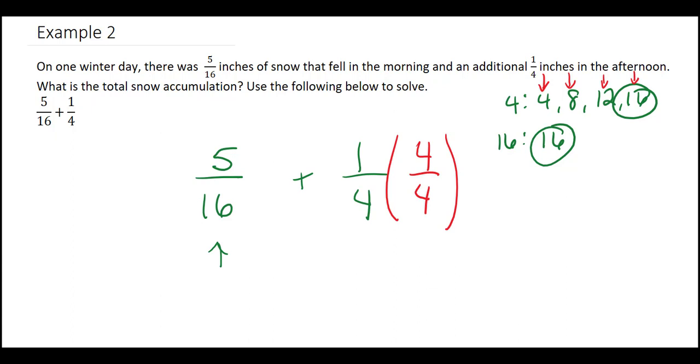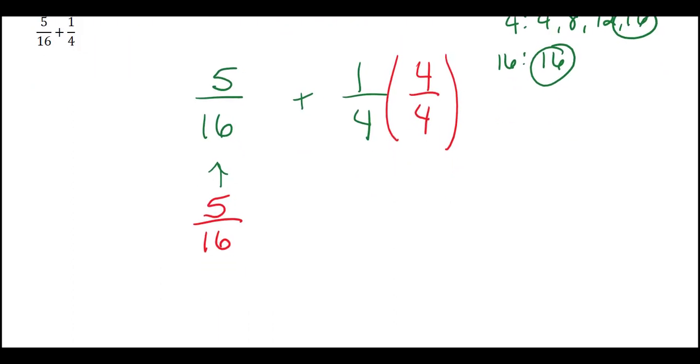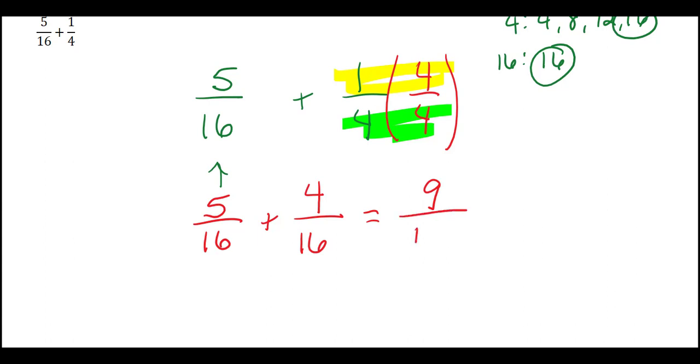So now we have 5 over 16, we'll just drop that down, plus, we multiply what's on the top and we multiply what's on the bottom. So we're left with 1 times 4, 4, and 4 times 4, 16. Then we just add the top together. So 5 plus 4, that's 9, and then over 16. So that would be our solution. Now let's look at the next example.